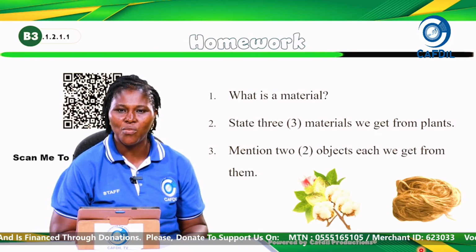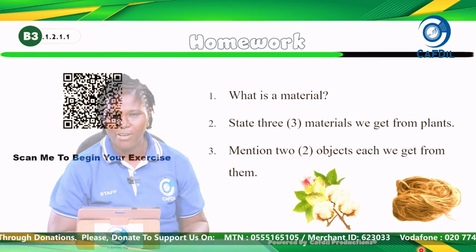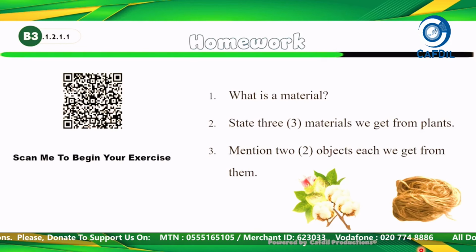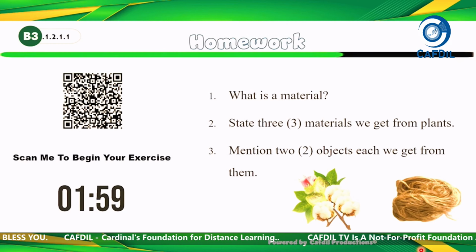Good. Now, this is our homework for this lesson. What is a material? State 3 materials we get from plants. And number 3, mention 2 objects each we get from them. Good. Now I'll give you some time to copy the homework.